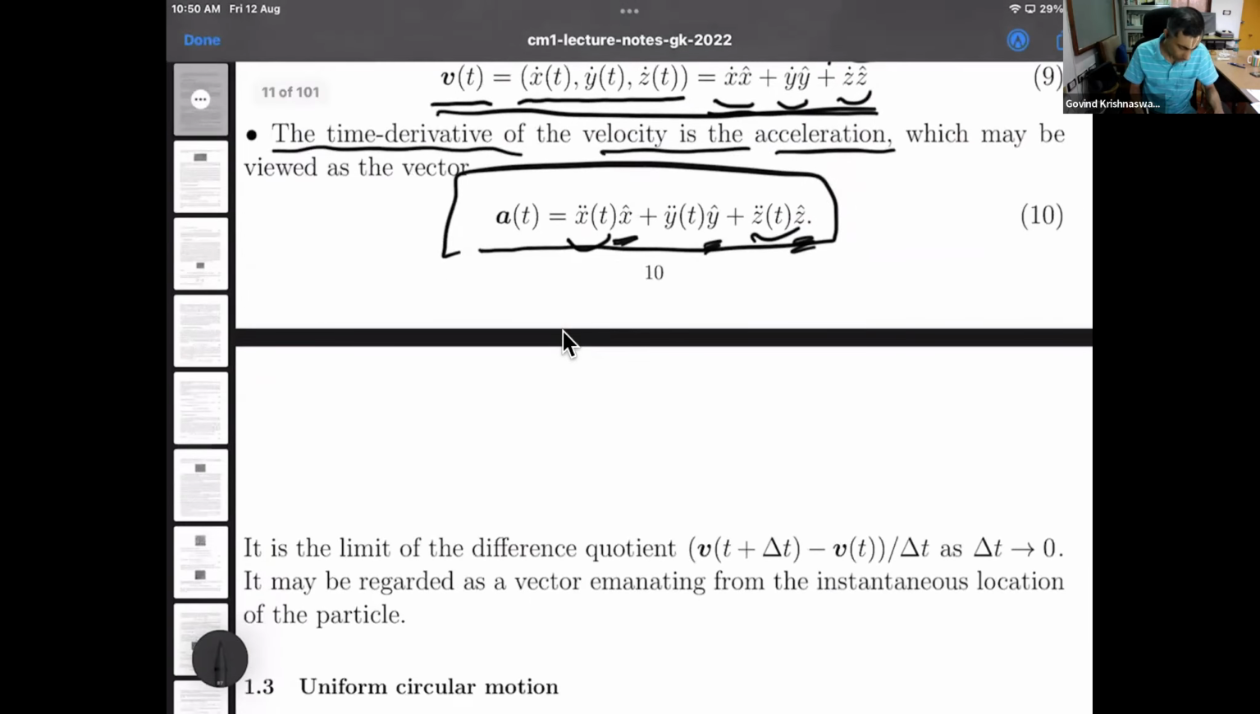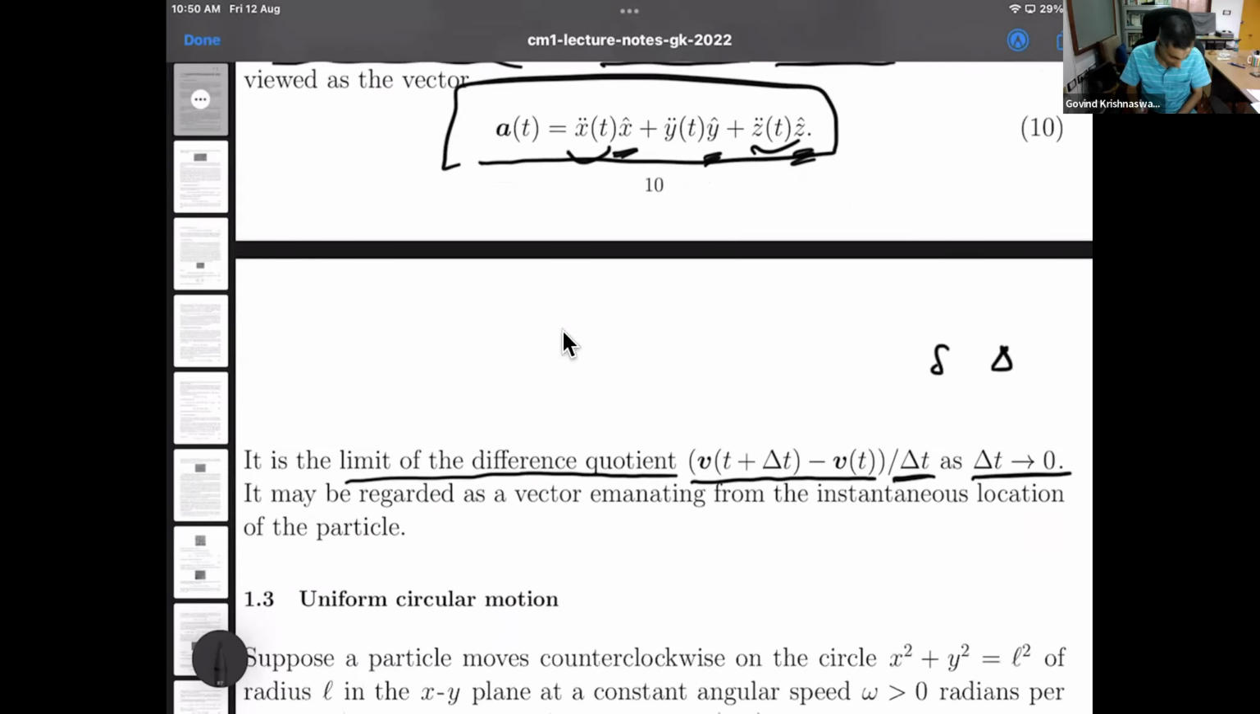So needless to say, the acceleration is the limit of the difference quotient v of t plus delta t minus v of t divided by delta t as delta t goes to 0. And I think in my carelessness, I have replaced a small delta by capital delta. So I think Ryan's wish has been satisfied.